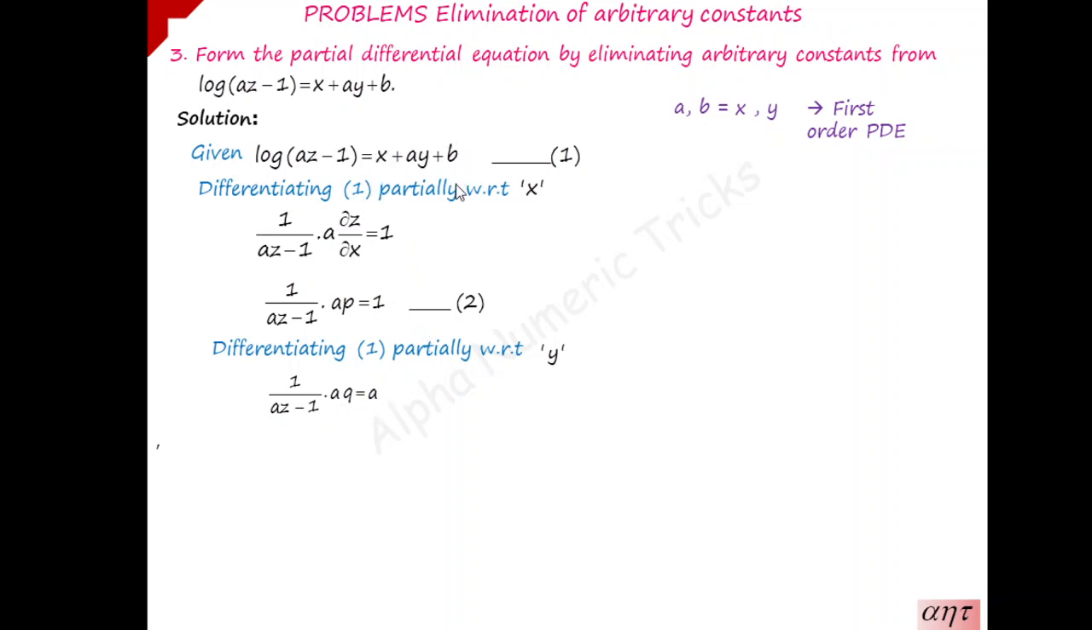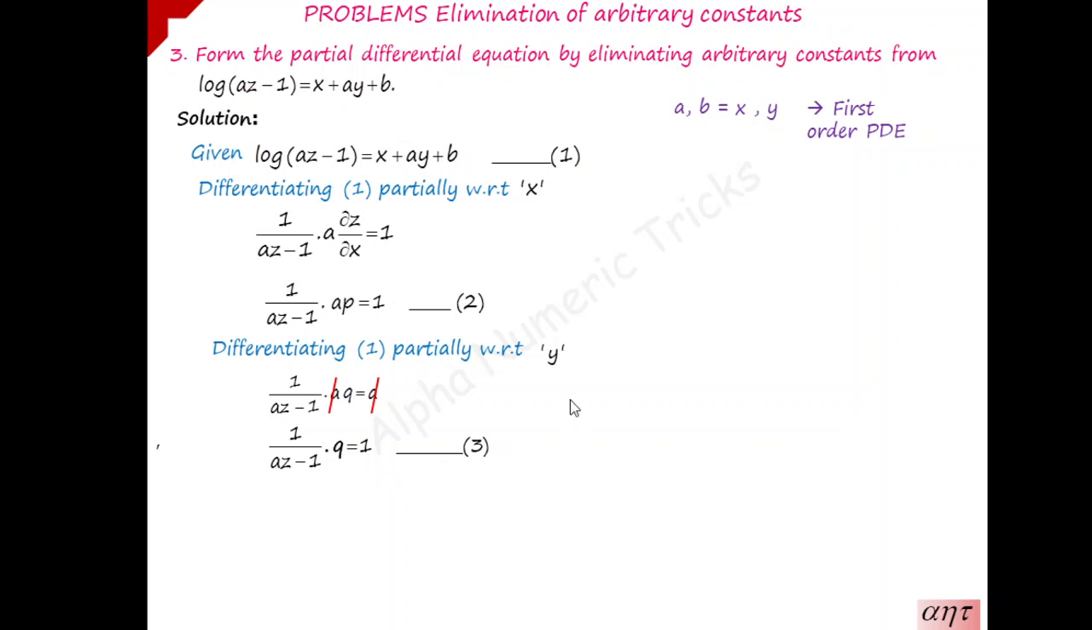you have to do the differentiation, that is partial differentiation for the right hand side terms. The differentiation of x with respect to y becomes 0 because x is constant, plus a into differentiation of y with respect to y is 1, plus differentiation of b with respect to y is constant, that is 0. So in our left hand side and the right hand side terms you are having a, so both we can cancel this a. Then the resulting term you have is 1 by az minus 1 into q is equal to 1. Number that equation as 3.